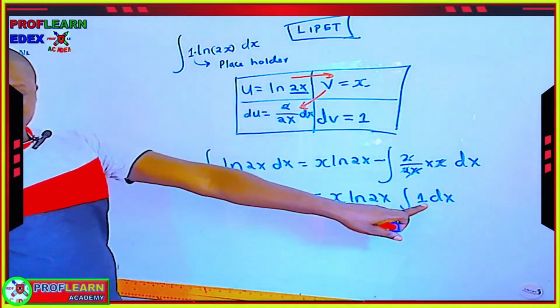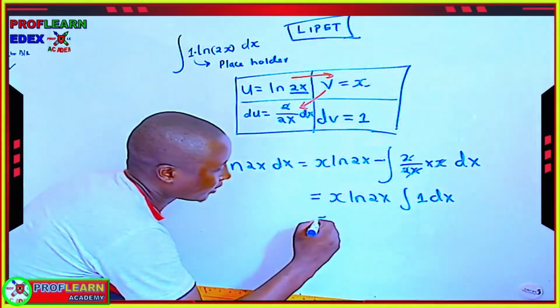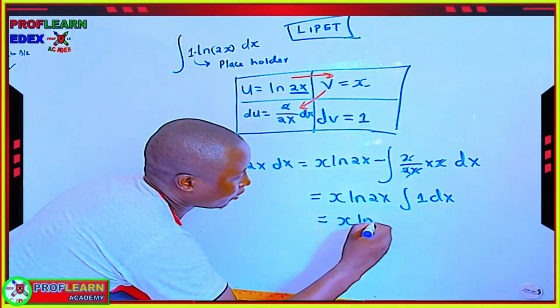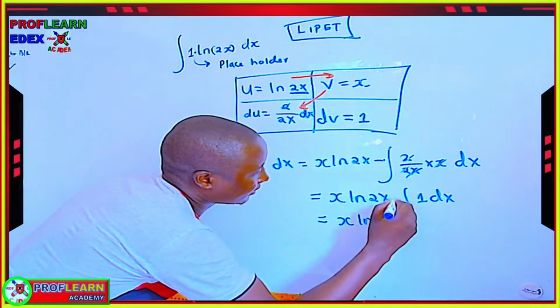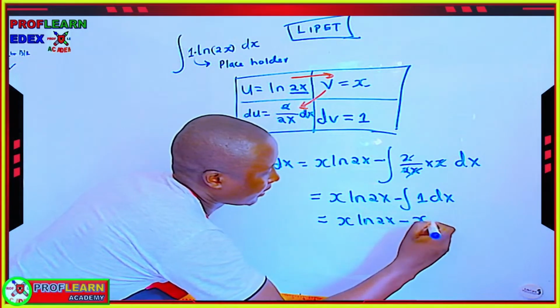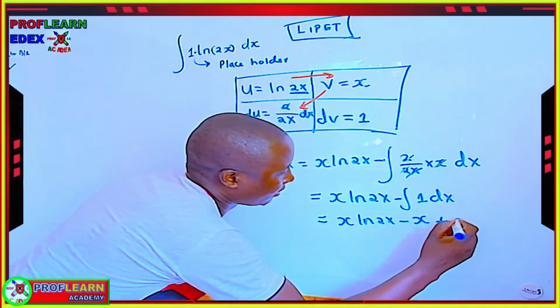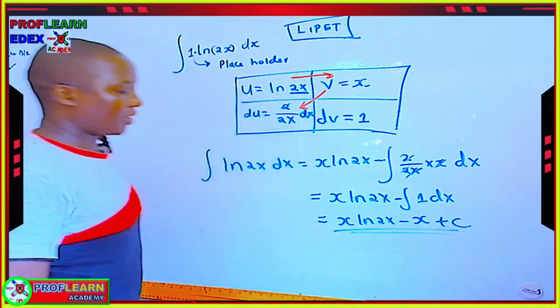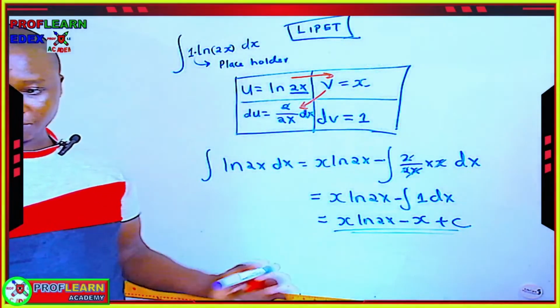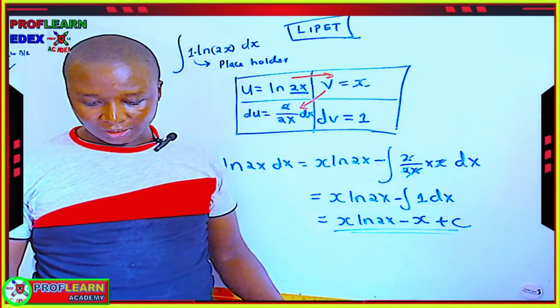Okay, integrating 1, what do you get? You're going to get x. So it will be x ln of 2x minus x. Then we shall say plus c. And this becomes the final answer for that particular question.